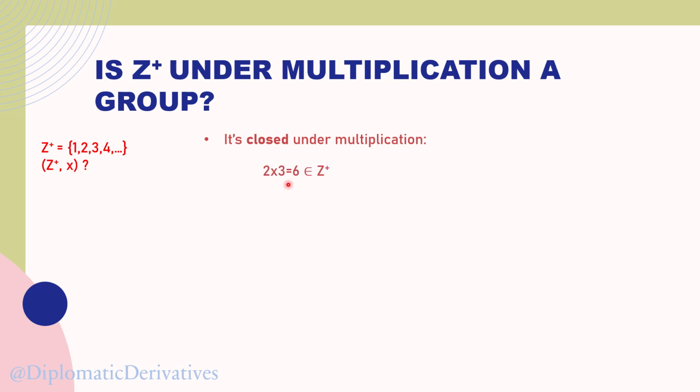6 is a positive integer. It's part of the set. Okay, it's also associative. We get 2 into 3 into 4 is equal to 2 into 3 into 4, which is 24, and it's true. Again, 24 is part of the set. Also, the identity element exists.